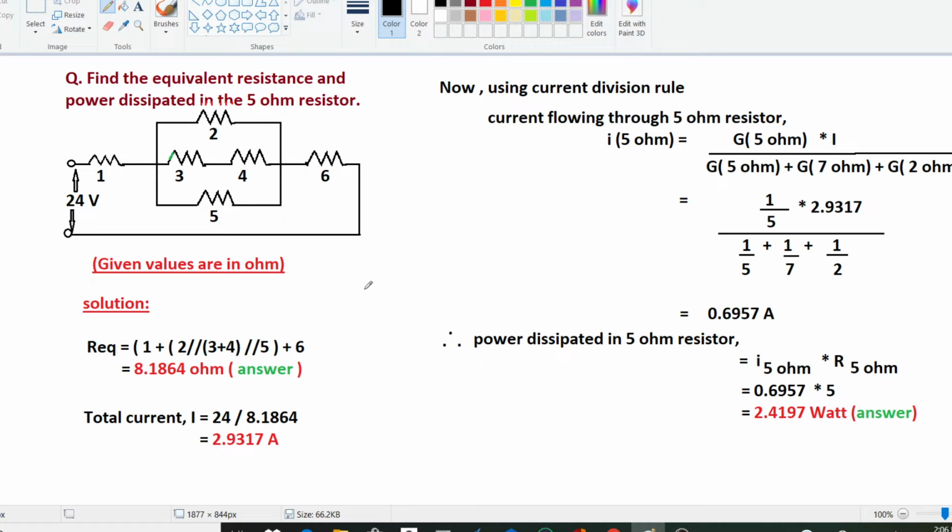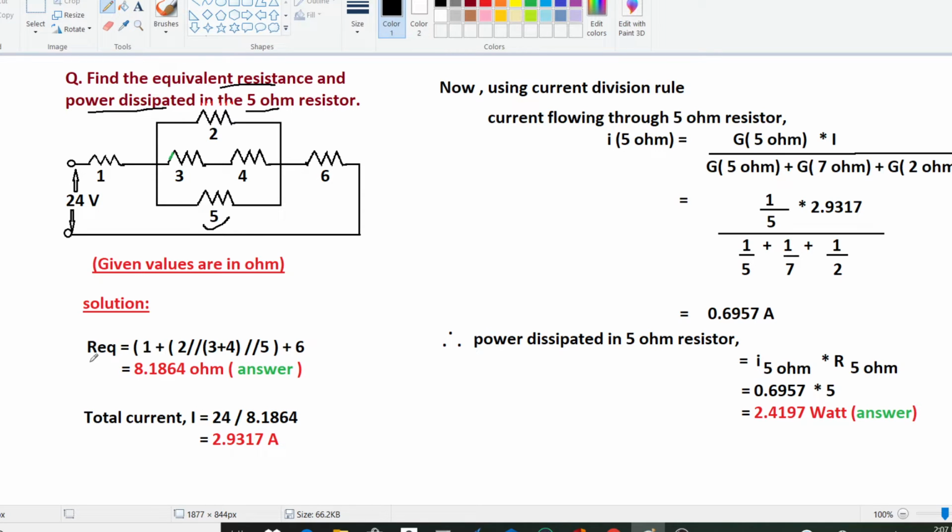Today again I am back with another important numericals in basic electrical engineering. Here on the screen you can see a circuit, and in this circuit we have to calculate the equivalent resistance, as well as the power dissipated in the 5 ohm resistor, meaning these 5 ohm resistors. So first, starting with the solution, we'll calculate the equivalent resistance.